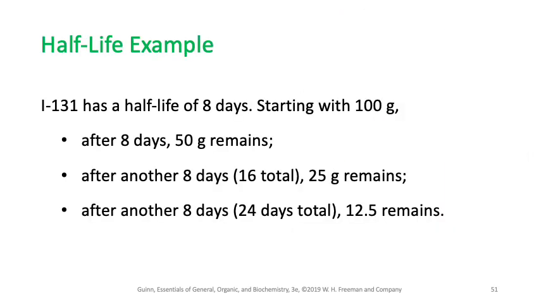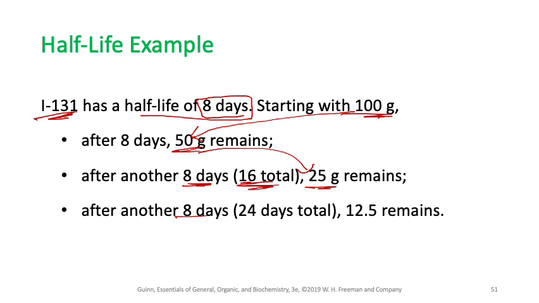Let's take one more example of half-life. Say the iodine-131 radioisotope has a half-life of 8 days. That means after every 8 days, the amount of iodine-131 left is half of the original. If we start with 100 grams, after 8 days, how many grams are left? 50 grams. After another 8 days, a total of 16 days, 25 grams, half of it. After another 8 days, 24 days, half of 25 is 12.5 grams remaining. This is how half-life works.